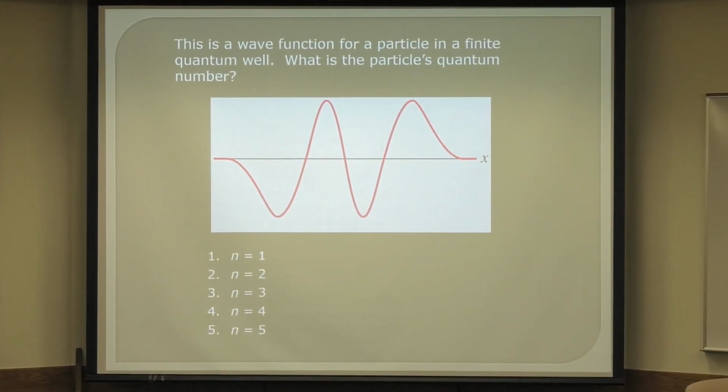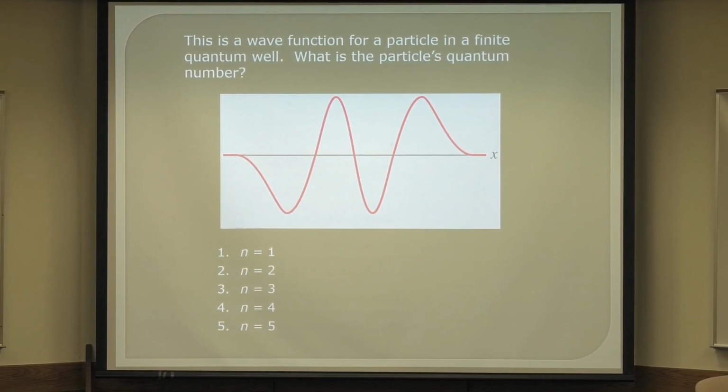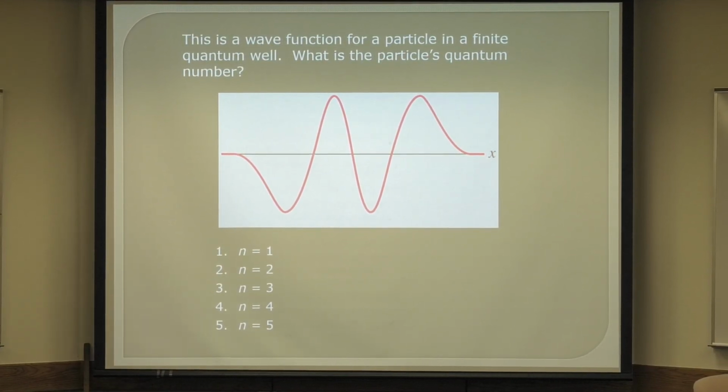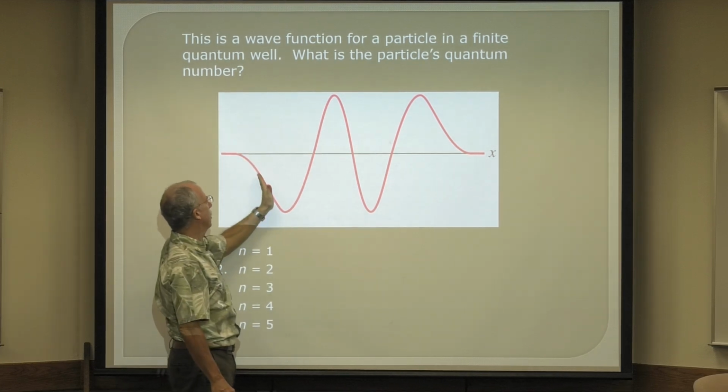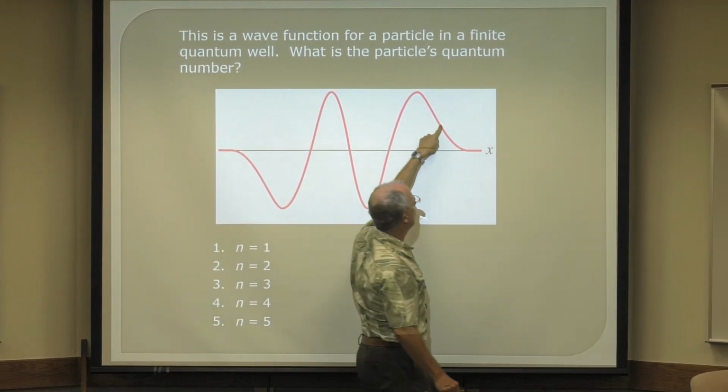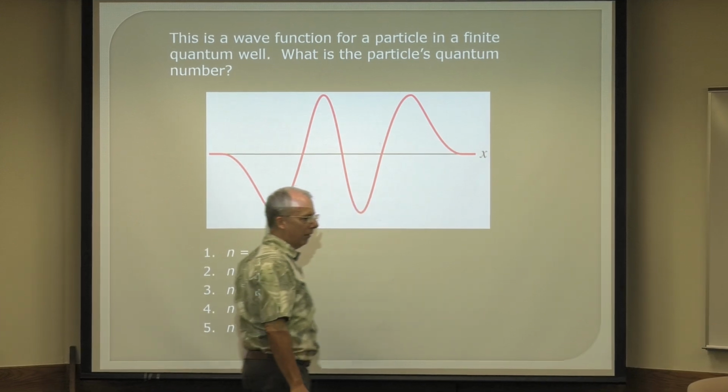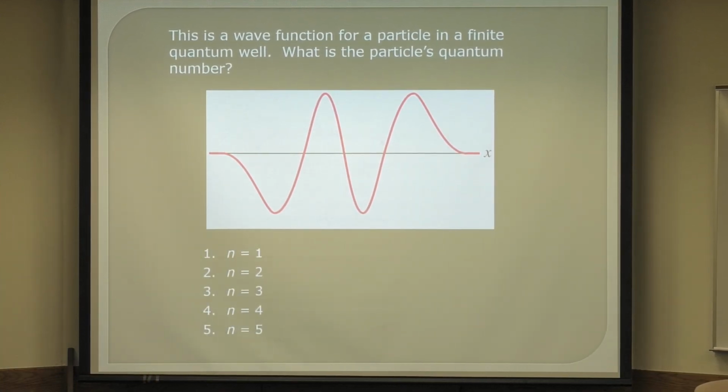This is a wave function for a particle in a finite well. And it's finite because it doesn't just go to 0. It has this like that. It doesn't just go to 0 like the infinite well. So finite well. What's the quantum number? This is a total piece of cake, I hope you understand. So pause your videos and figure it out.